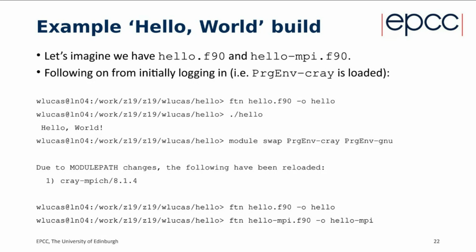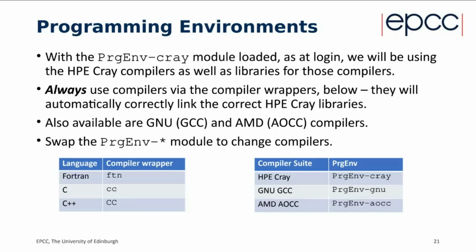It knows how to use LAPACK. If I wanted to build something with FFTW, I could do a module load FFTW, and the ftn compiler wrapper would again know what FFTW is, and it would know how to link it in to that build. So we always want to use the ftn, cc, and capital CC compiler wrappers for everything.